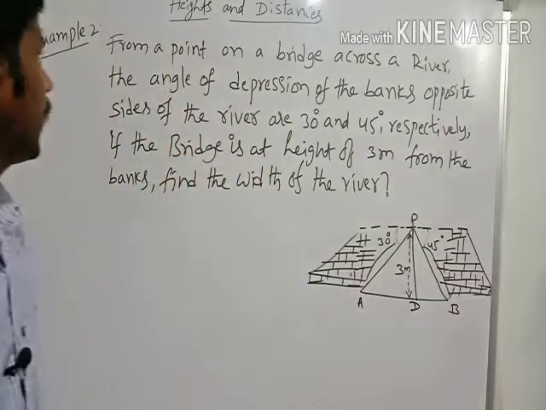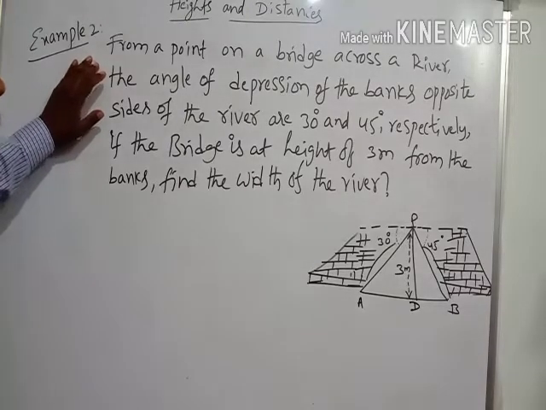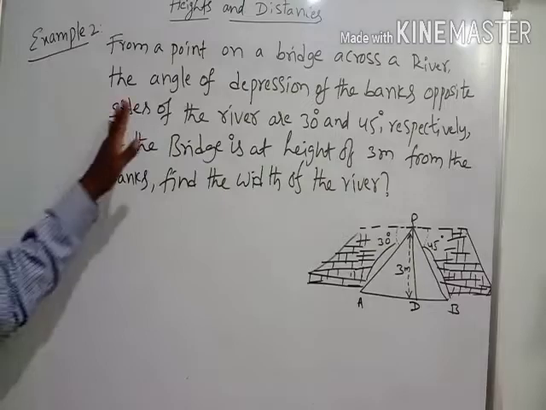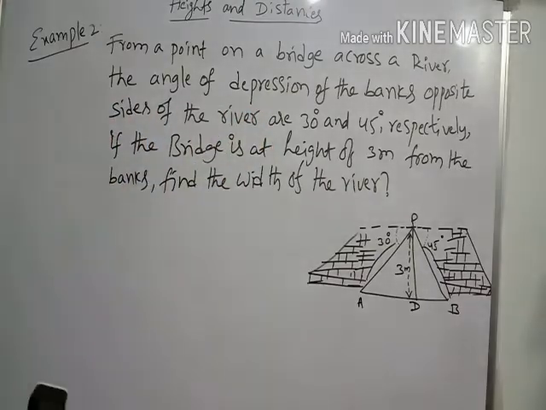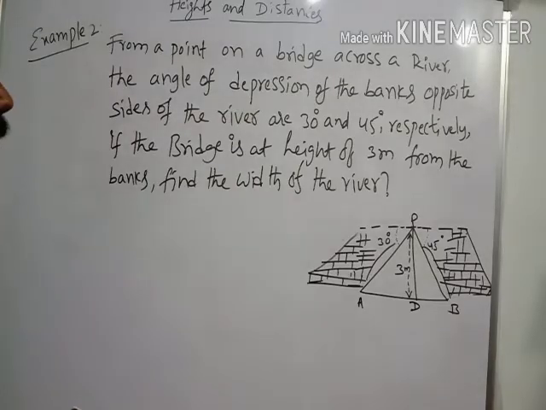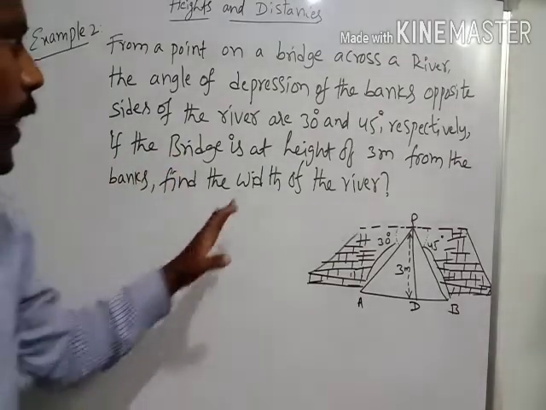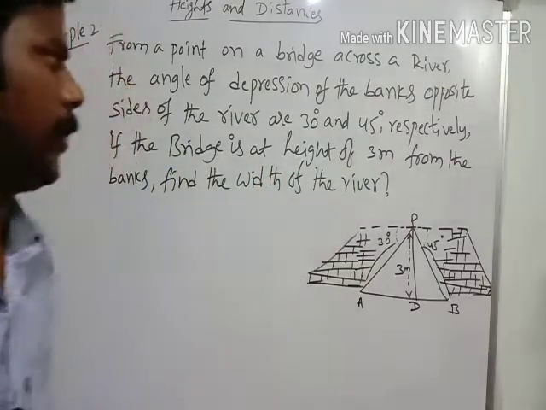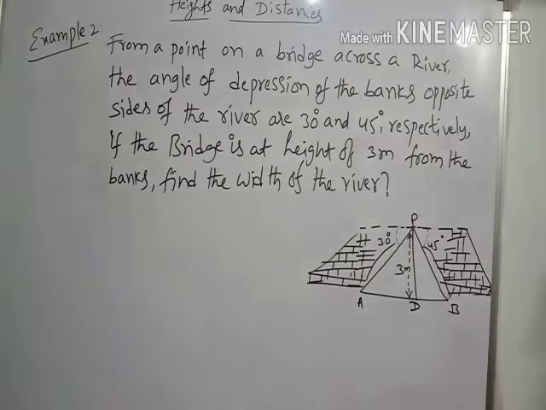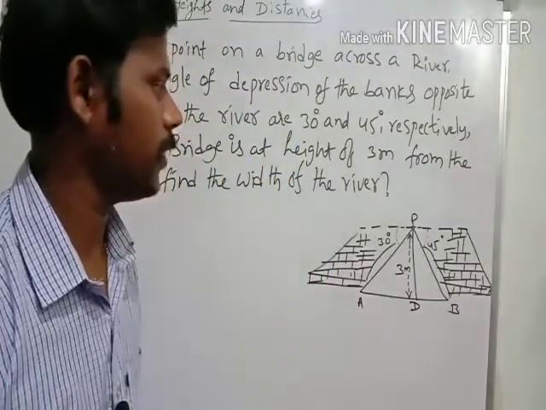So look at the second example. From a point on a bridge across a river, the angles of depression of the banks on opposite sides of the river are 30 degrees and 45 degrees respectively. If the bridge is at a height of 3 meters from the banks, find the width of the river. Understood, children?